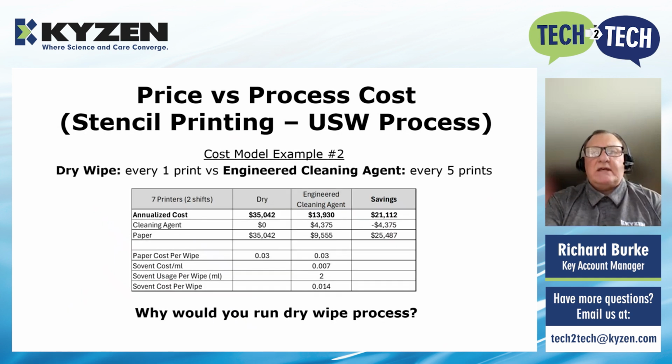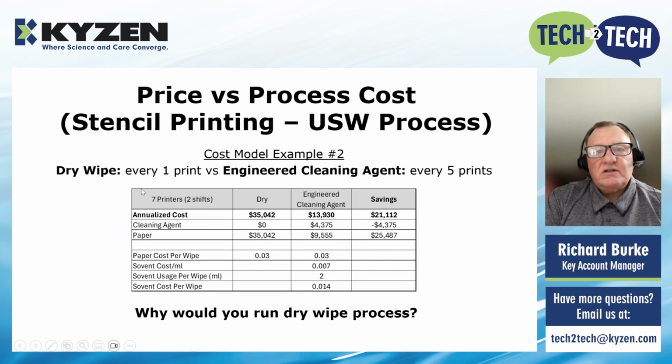So in a dry wipe example, in this case, the customer was wiping after every print. The engineered cleaning agent extended that to every 5 prints. In this example, 7 printers running 2 shifts. And again, we actually do see a significant cost savings, just over $21,000.